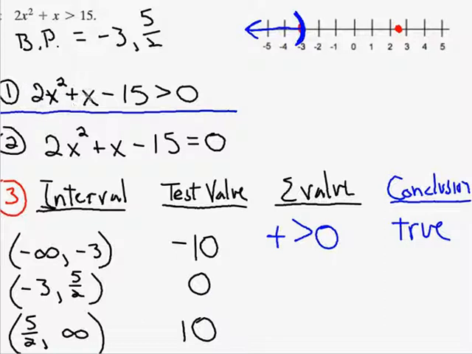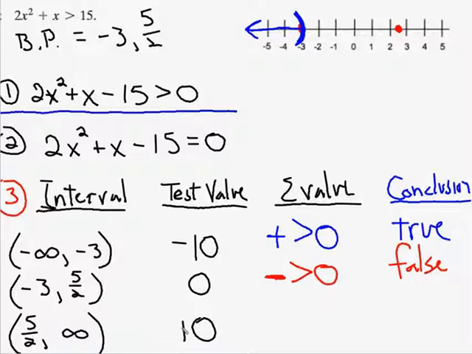So 2 times 0 squared plus 0 is 0. Minus 15 is a negative 15. Is a negative number greater than 0? Well, that's false. So we are not going to color in that interval on our number line.